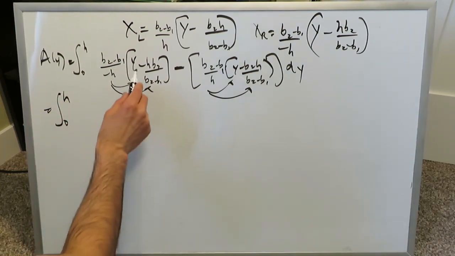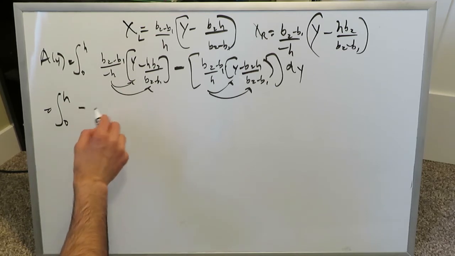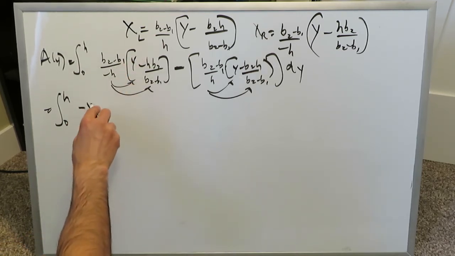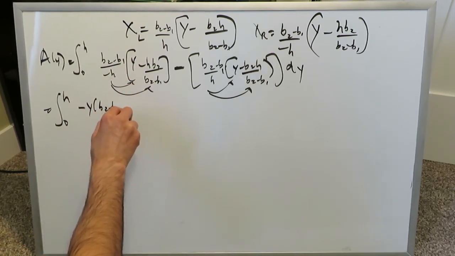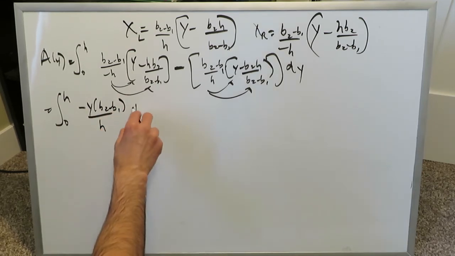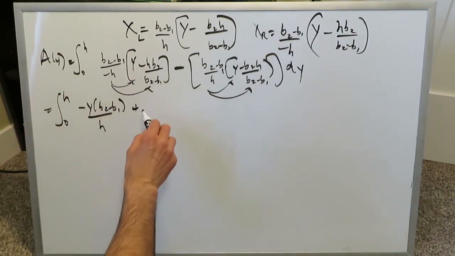From 0 to h, here I'm going to have a minus. All of this will become a minus y times b2 minus b1 over h, plus this minus, and this minus will become a plus.